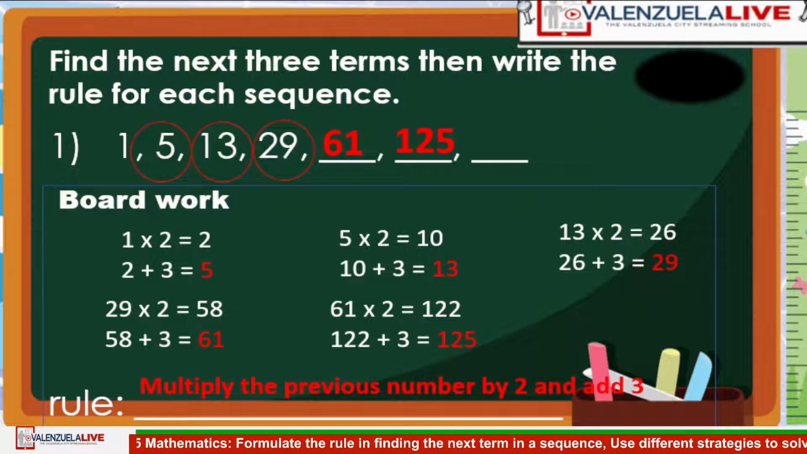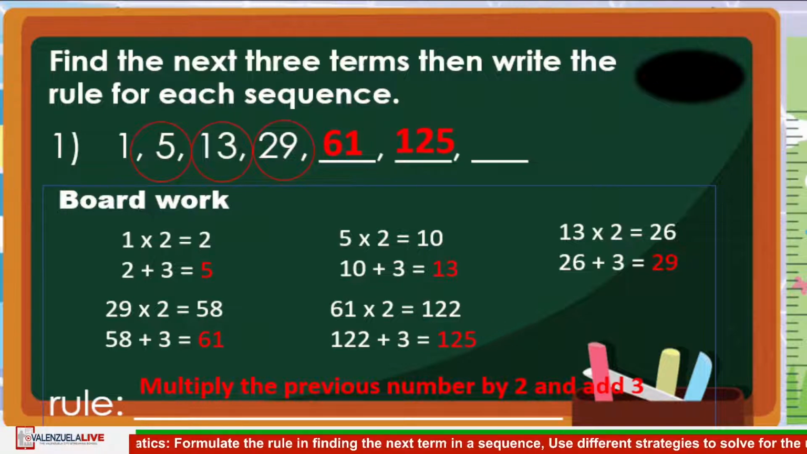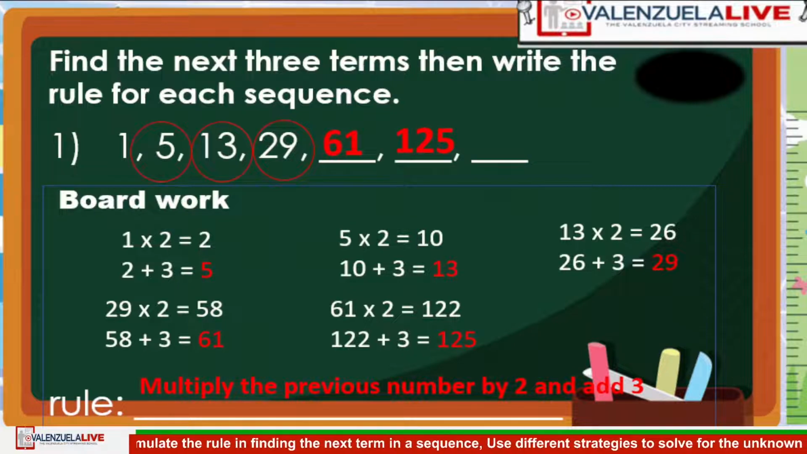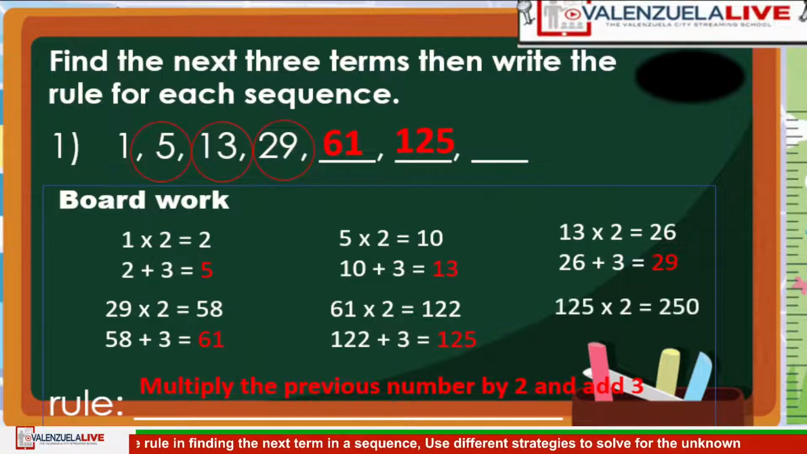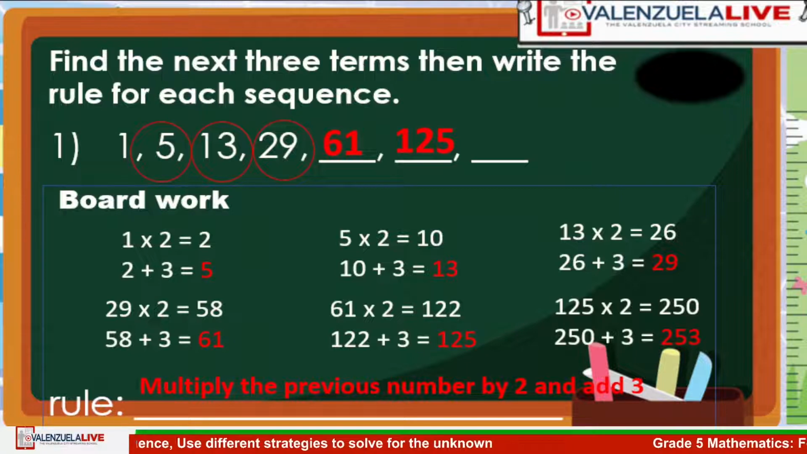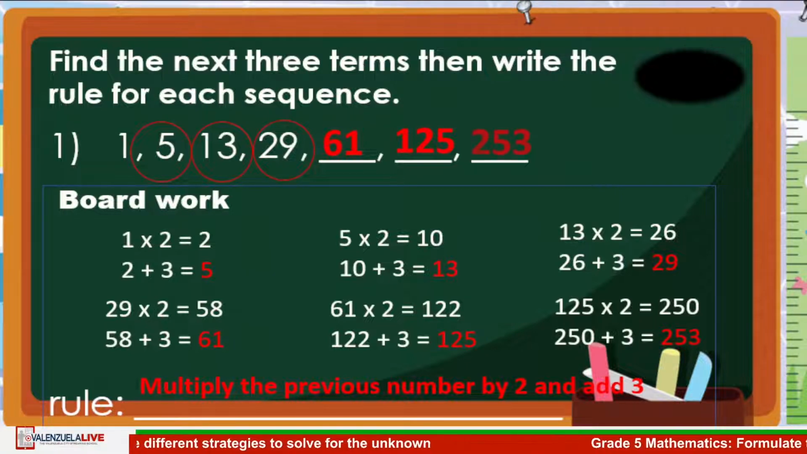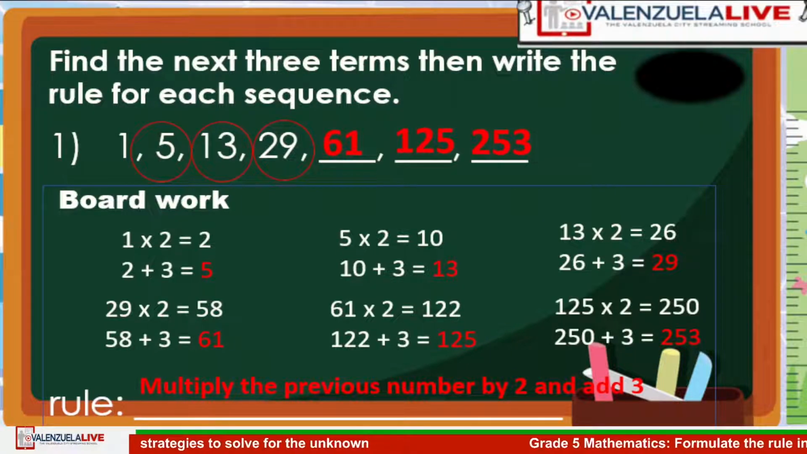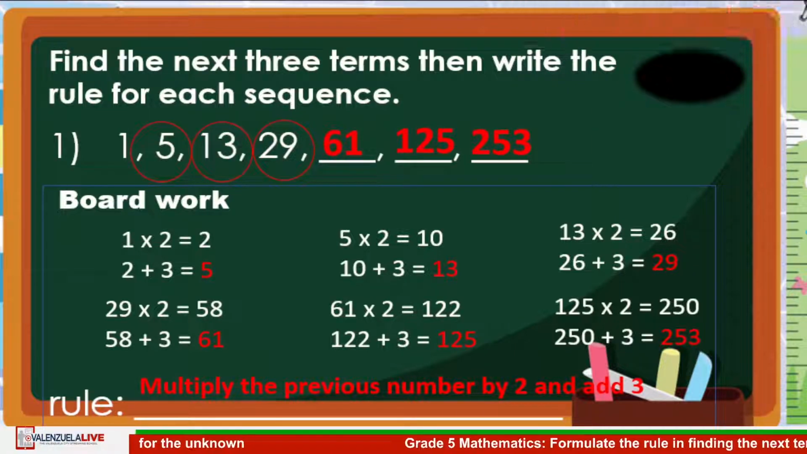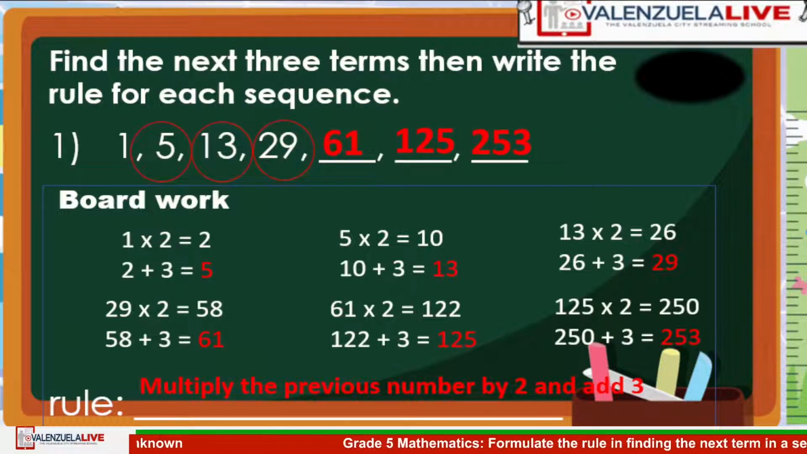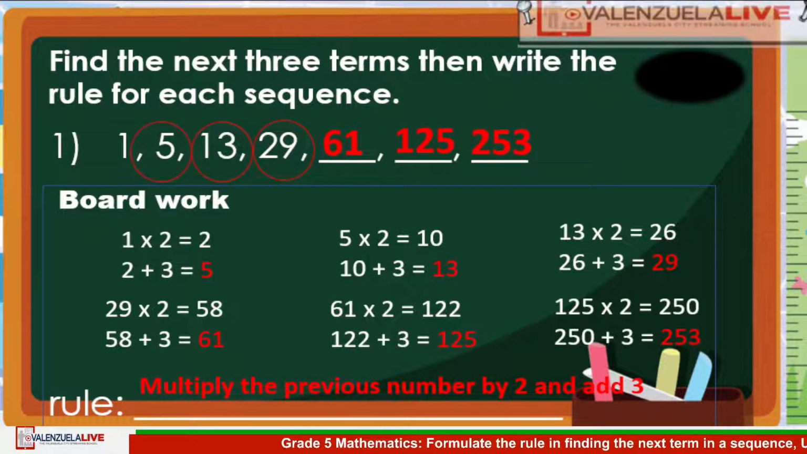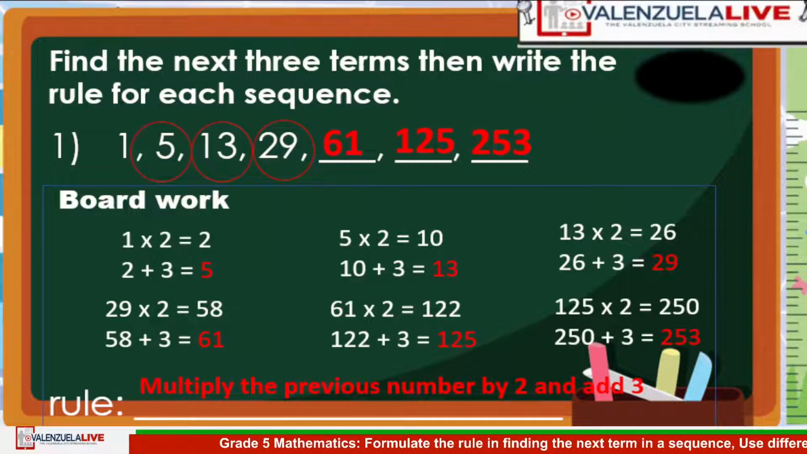That gives you 125. For our last term, all you need to do is multiply 125 times 2. That gives you 250. And of course, you have to add 3 to 250. And that gives you 253. All right, did you get the correct rule? Very good, grade 5 mathletes. Then let's try another number.